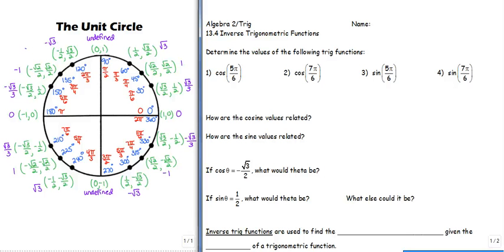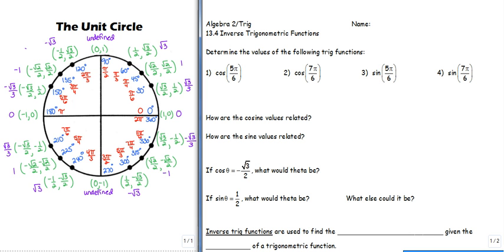Hello, today we are covering 13.4 inverse trig functions. Notice that I have my unit circle out. So if you don't have your unit circle out, go ahead and press pause and get it out. You are going to need it for today's lesson. So today we are talking about inverse trig.